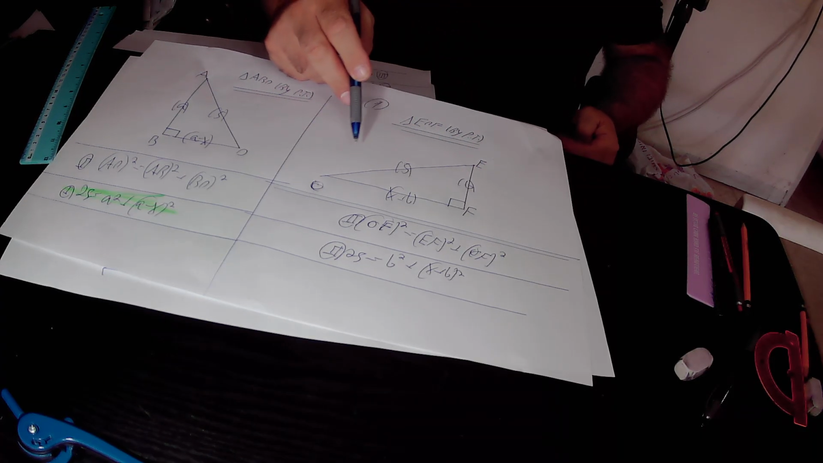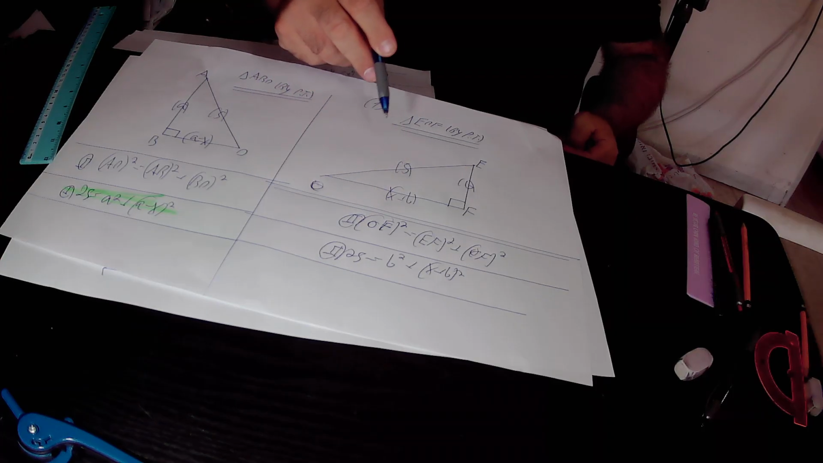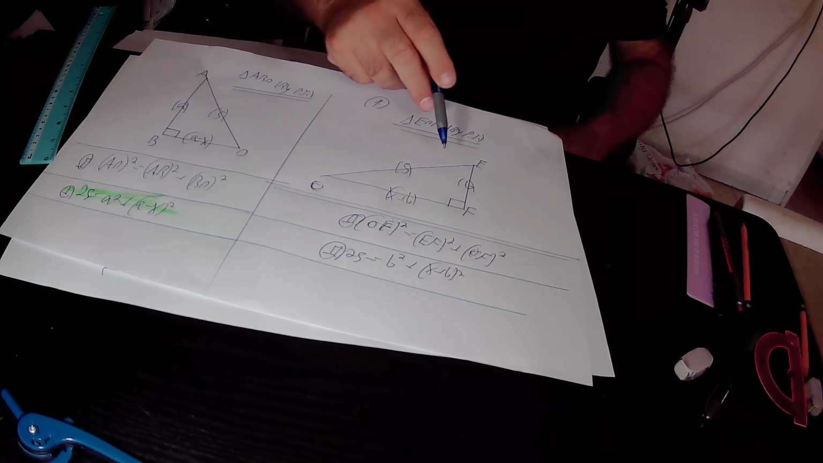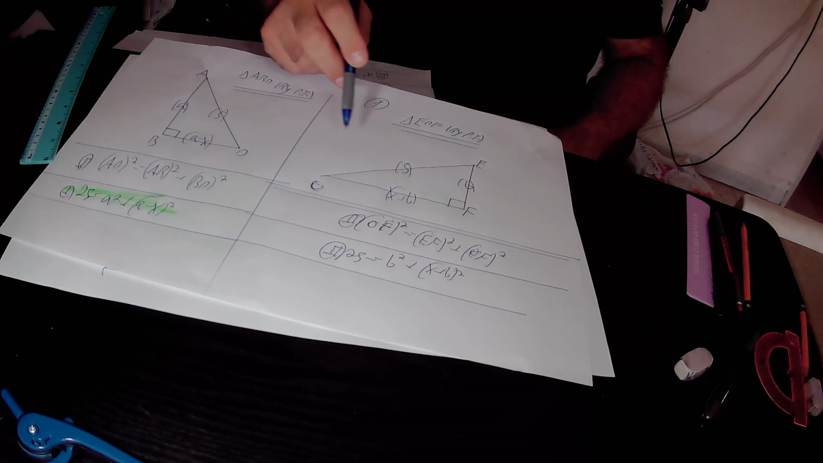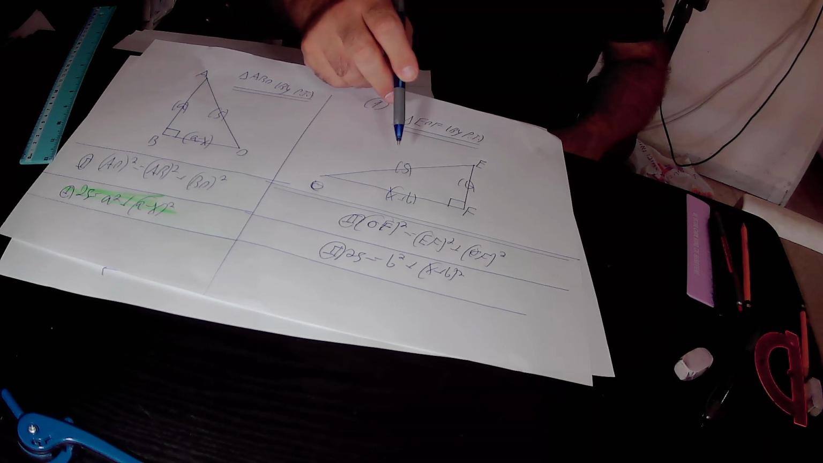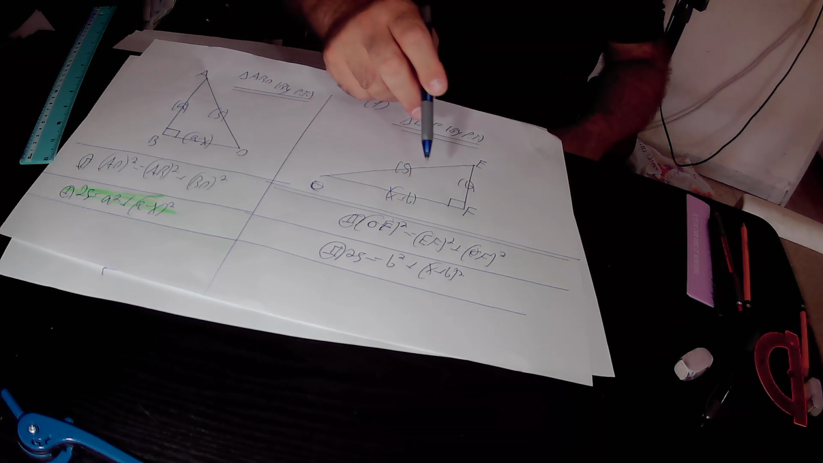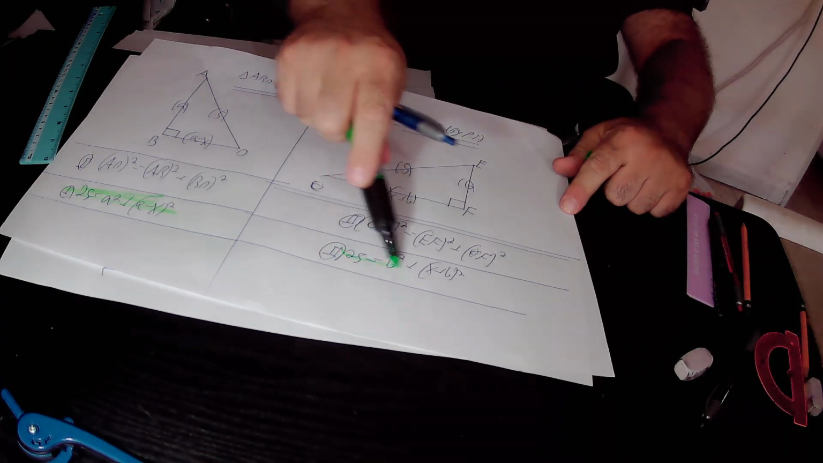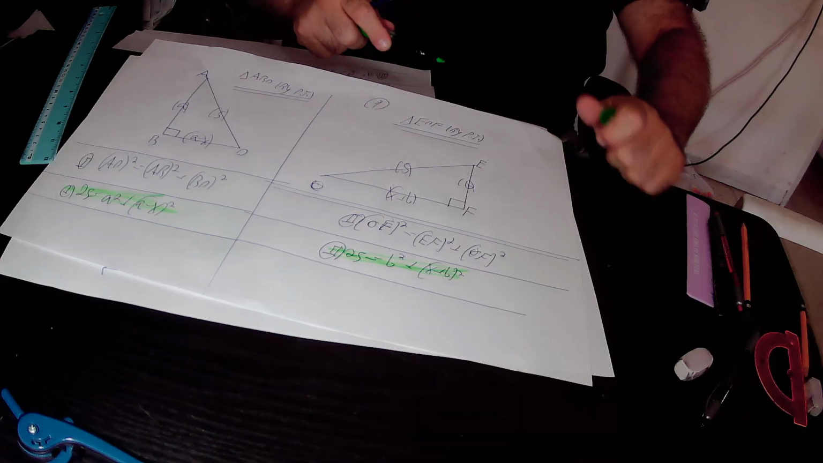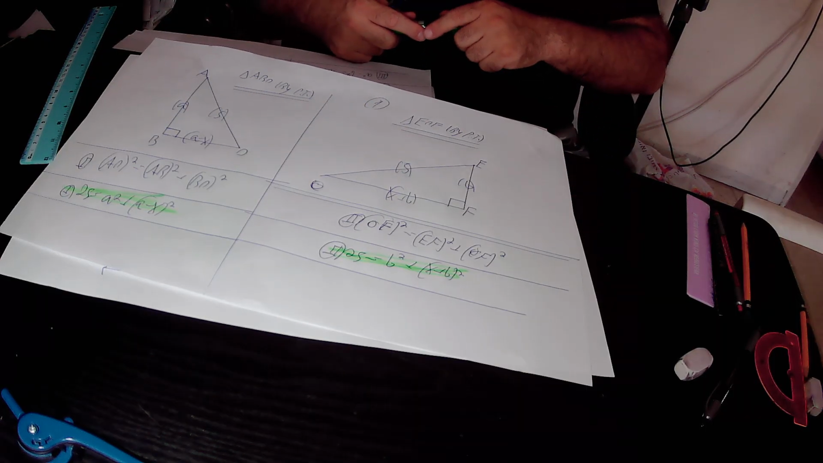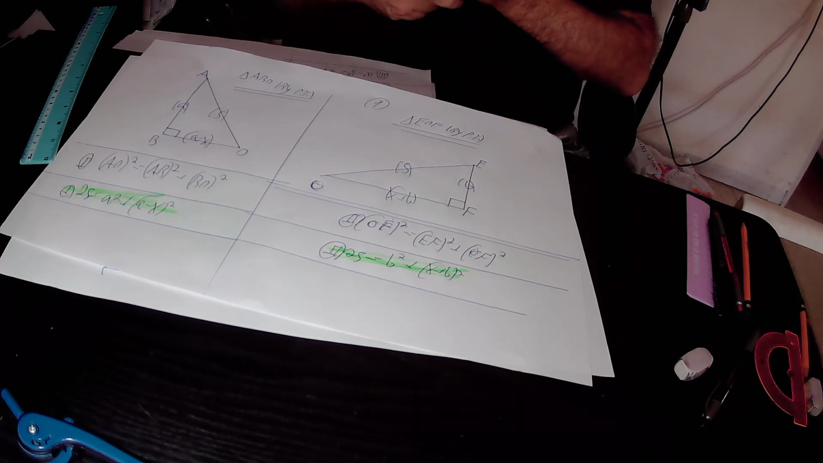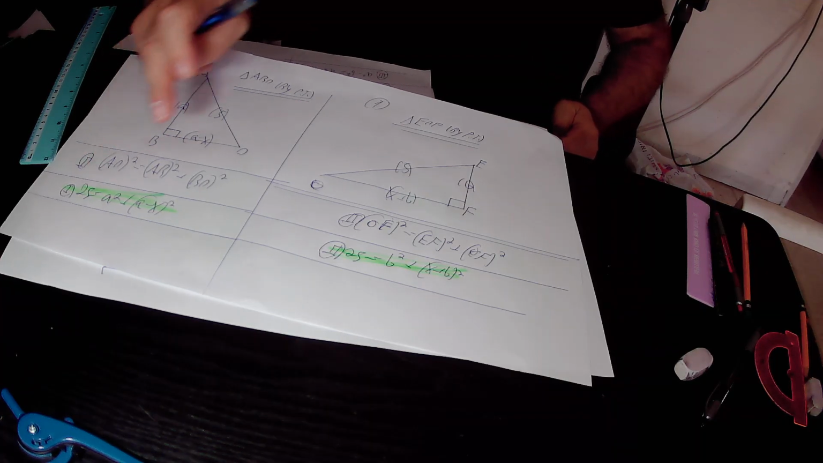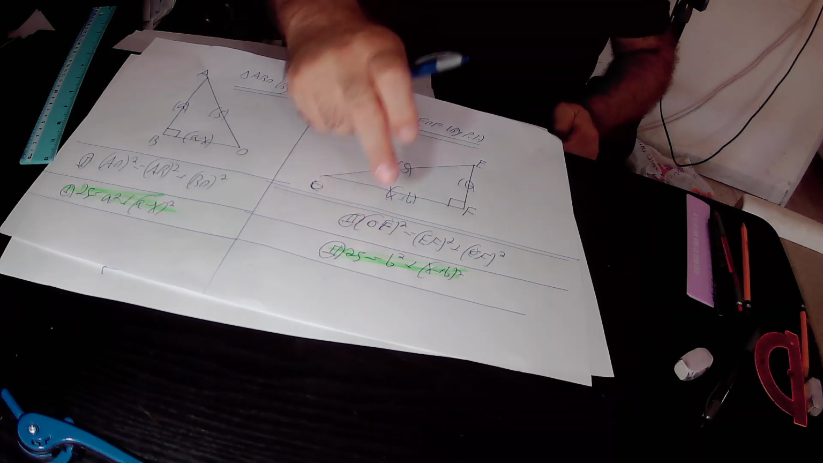OE is 5, therefore OE square is 5 squared, that is 25, and it is equal to EF square. EF is B, therefore EF square is B square, plus OF square. OF is X plus B, therefore OF square is X plus B square. So in total, according to equation 2, we found out that 25 equals B square plus X plus B square. In the next step, we created equation 3, that says that 25 according to equation 1 must be equal to 25 according to equation 2.